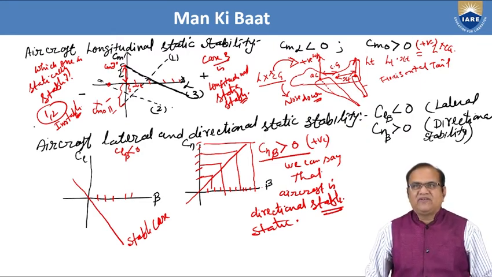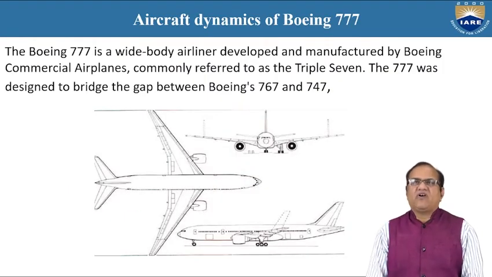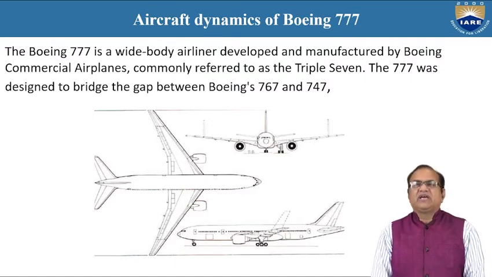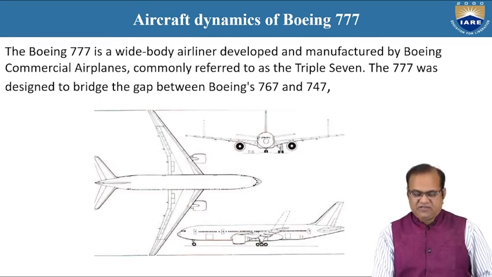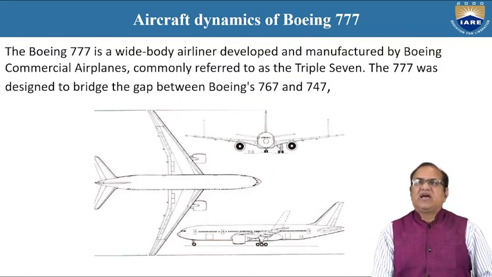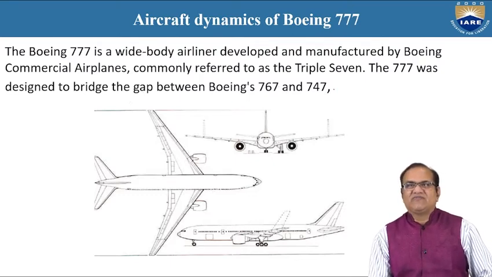Now I am going to go ahead with today's topic, dynamic stability. So here I will go for the aircraft dynamics of Boeing 777. I have taken a few aircraft names and their drawings, which will give us some thought about aircraft stability. We can see here that this is the Boeing 777, a wide body airliner developed and manufactured by Boeing Commercial Airplanes, commonly referred to as the 777. The 777 was designed to bridge the gap between the 767 and 747.